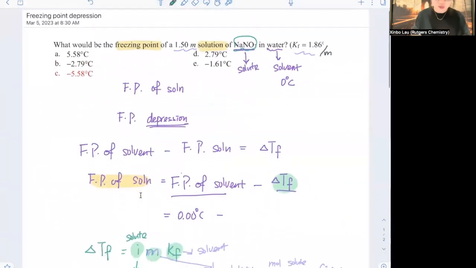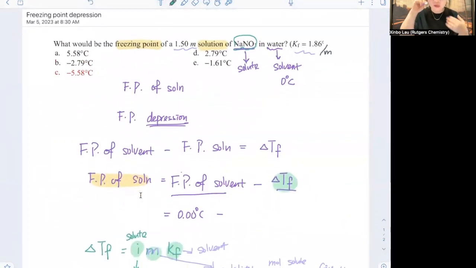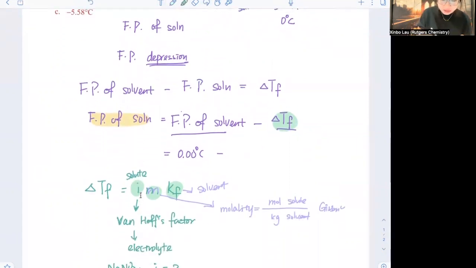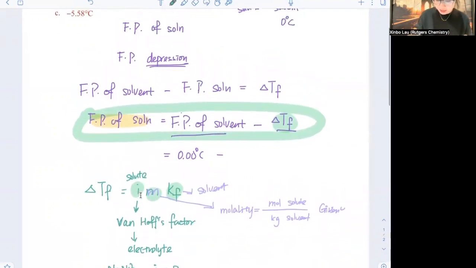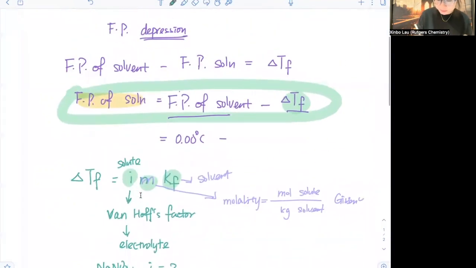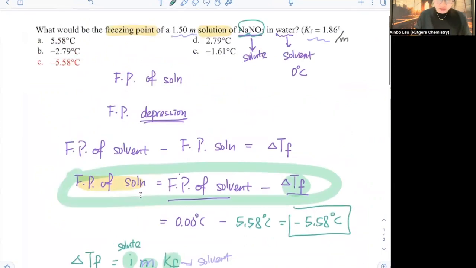The question didn't ask what the change in freezing point is. It's asking what the freezing point of the solution is. So we need to go back to this relationship. The freezing point of the solution equals the freezing point of the solvent, 0, subtract the change, which we just calculated, 5.58. That gives us negative 5.58 degrees C. That's the answer.